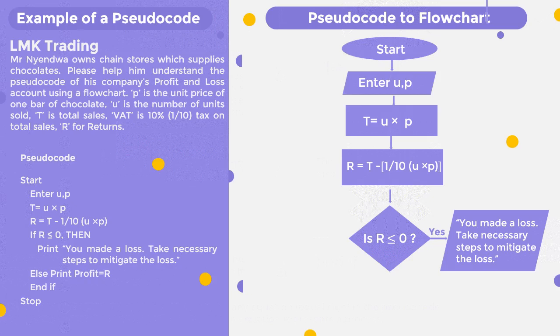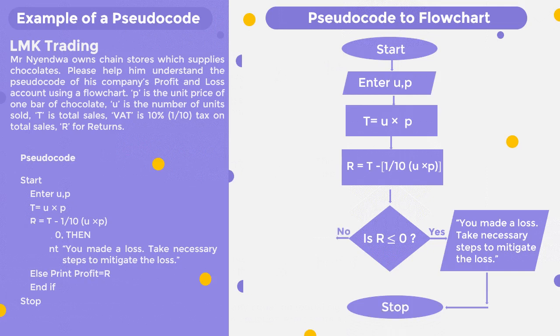So from there now, after giving that information to Mr. Nyendwa, what do we do? We stop, because it's on him now to decide which steps he's going to take to mitigate the loss. So we will stop the process. And it stops.